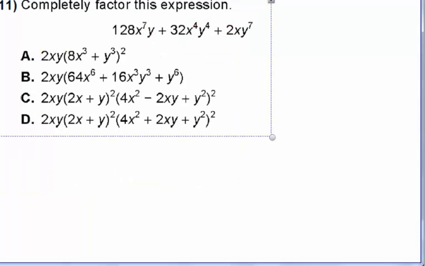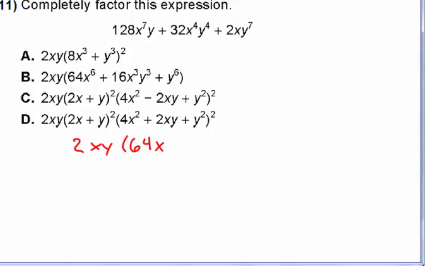Alright, so if we're going to completely factor this, we would want to start off and pull out the GCF. They have a GCF of 2xy. That doesn't help us eliminate anything though. And we end up with 64x to the 6th plus 16x cubed y cubed. And then y to the 6th. So now we can factor this.